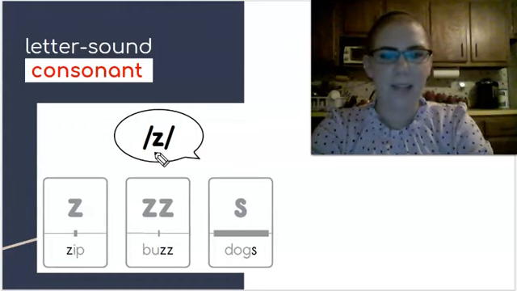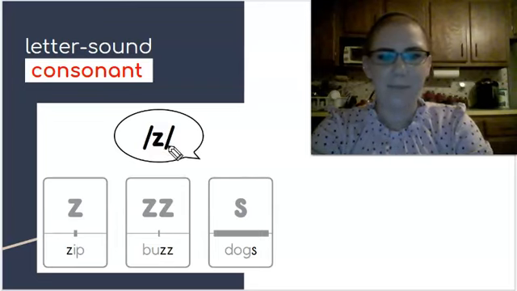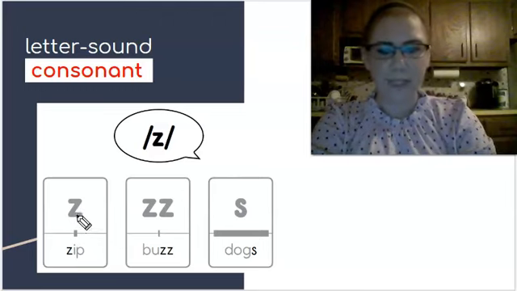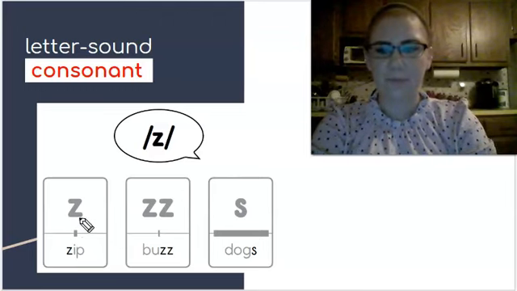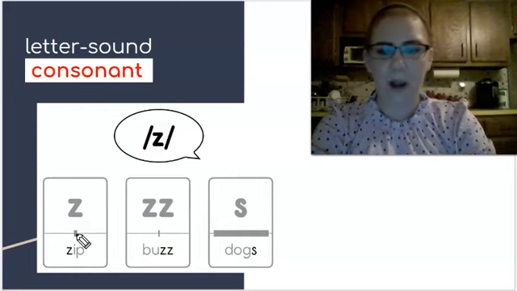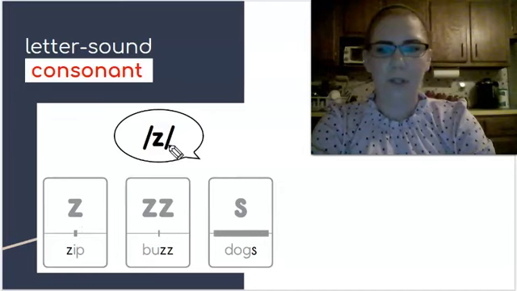The next consonant we're looking at is Z. Say it with me. Z. And what letter do we use to spell this sound? A Z. A Z as in zip. But the power bar for Z is pretty short. That means it's not very often that we'll use a Z to spell the sound Z.